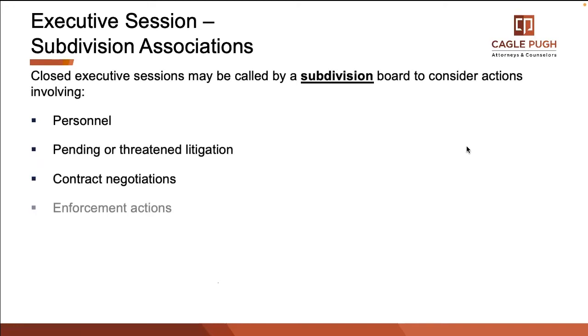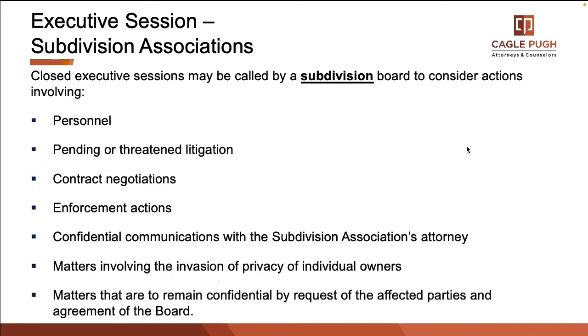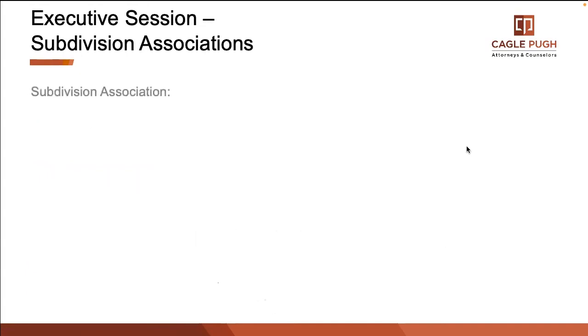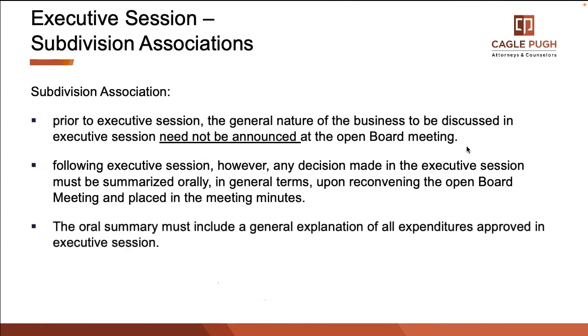Now, in a subdivision association, a subdivision board can have an executive session about the exact same matters. However, what you do prior to the executive session is simply announce you're going into executive session. You don't have to tell anybody that's present what you're going to be talking about. However, following the session, any decision you make in the executive session must be summarized orally in general terms and put into the meeting minutes.